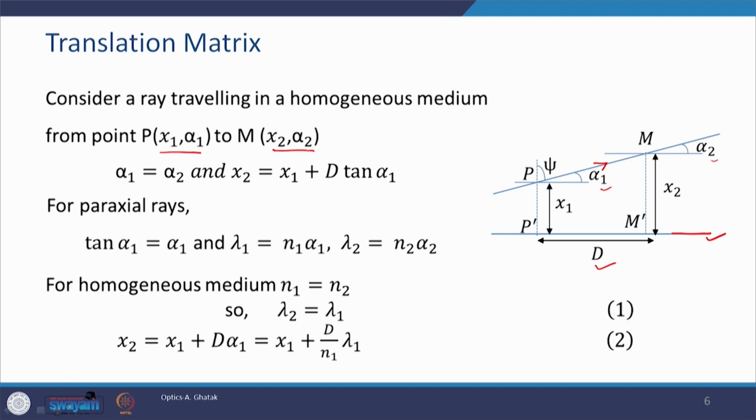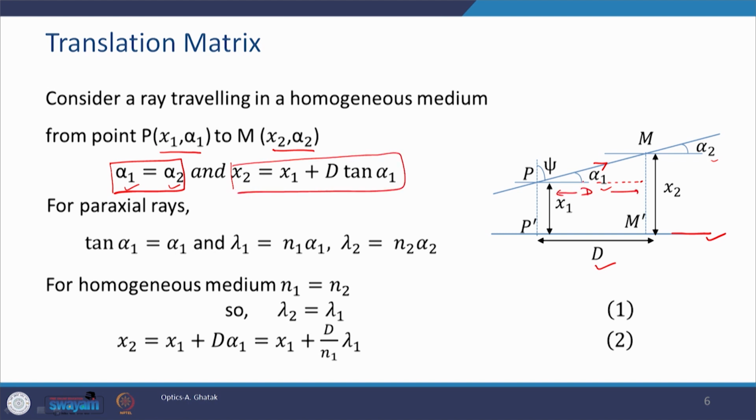The ray is supposed to be travelling in a medium which is homogeneous. Now, since the medium is homogeneous, therefore alpha 1 of course would be equal to alpha 2, isn't it? And what would be the relation between x1 and x2? We can easily calculate. x2 would be equal to x1 plus D tan alpha 1.